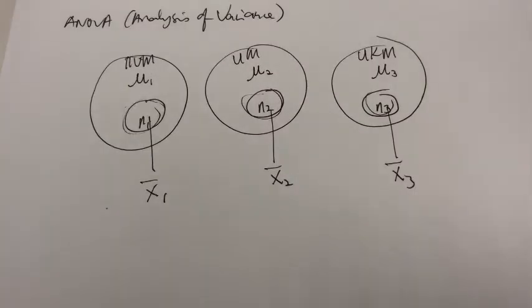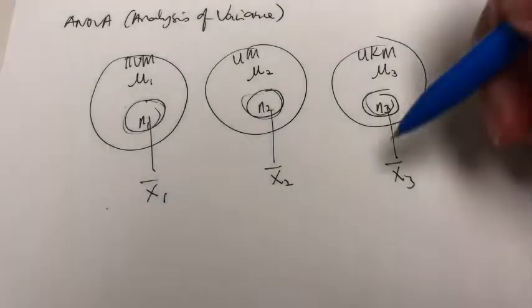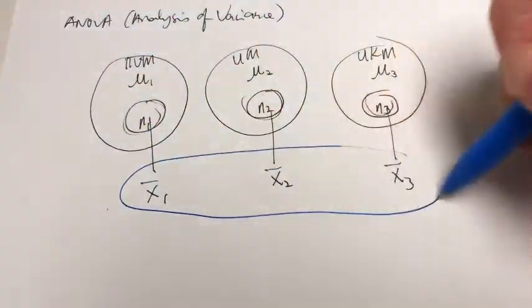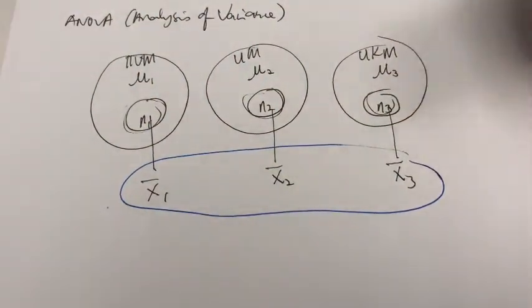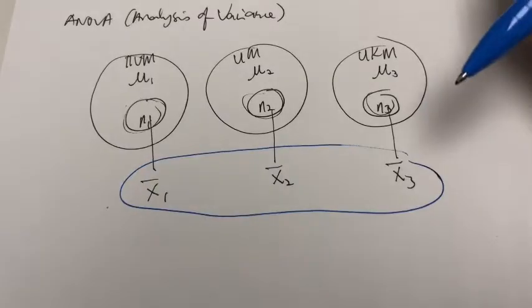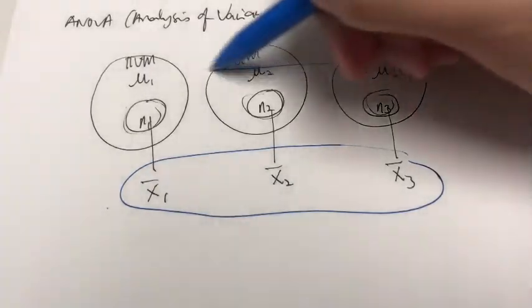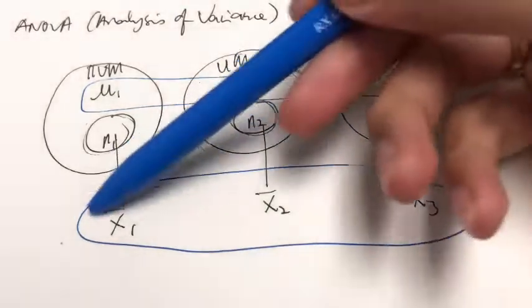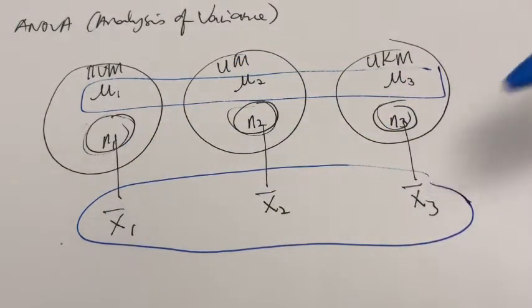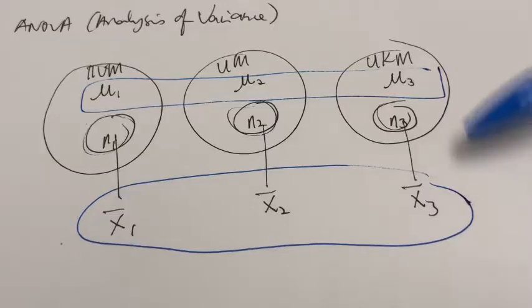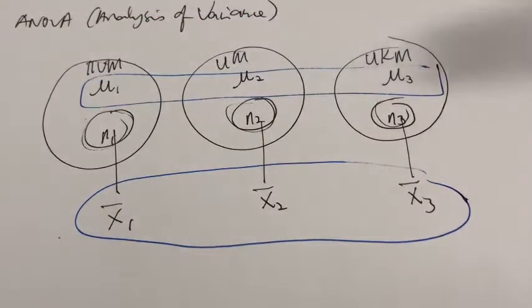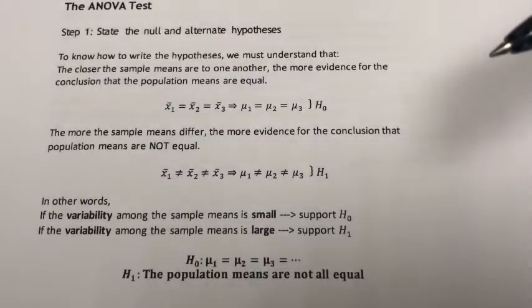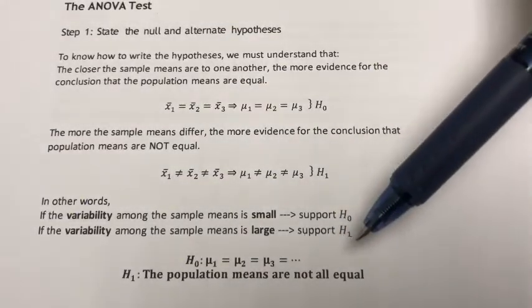To know how to write the hypothesis, we must understand one thing: the closer these sample means are to each other, the more evidence that we can conclude that the population means are close to each other. Likewise, the more the sample means differ from one another, the more evidence we can conclude that the population means are also not equal or different from each other. Okay, so for step 1 of the ANOVA test, this is how we write the hypothesis, okay?